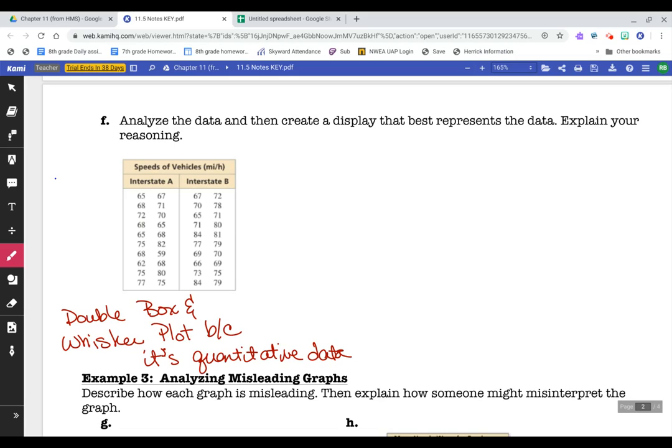I'm actually going to use Google Sheets because there's a lot of information given here. There's 20 data sets for each interstate. So I'm going to go over to Google Sheets, and you can just watch what I do here. And feel free to do this if you want on your homework, but right now you can just watch what happens.